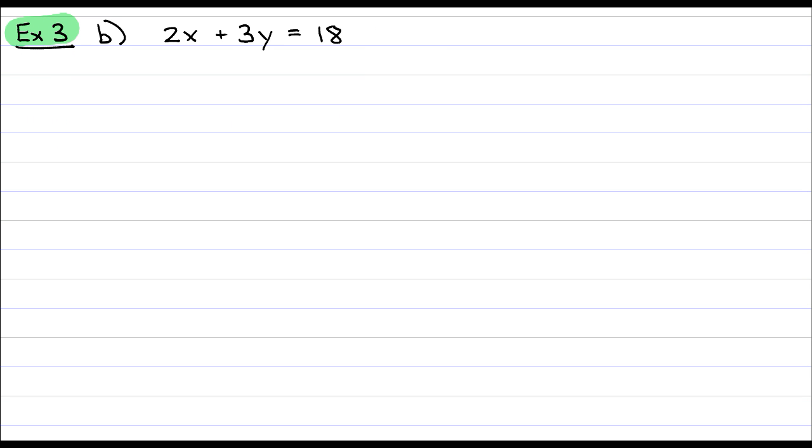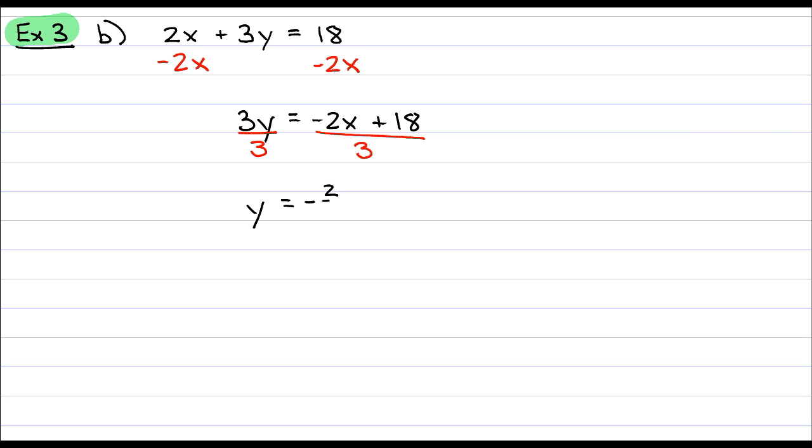Our equation in this case is 2x plus 3y equals 18. And so if we want to put this in slope-intercept form, we need to solve for y. So I begin by subtracting 2x from both sides. And that's going to leave us with 3y equals minus 2x plus 18. I need to isolate y, so I have to divide both sides by 3. On the left-hand side, I am just going to get y, but on the right-hand side, I'm going to get minus 2 over 3x plus 18 over 3, which is 6.